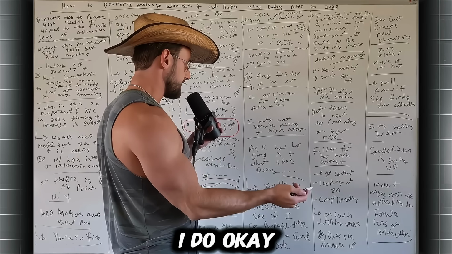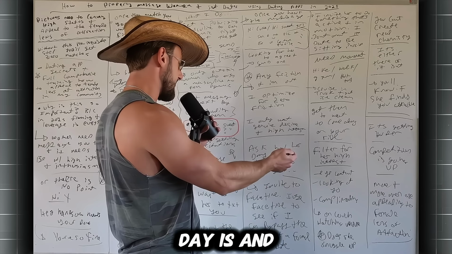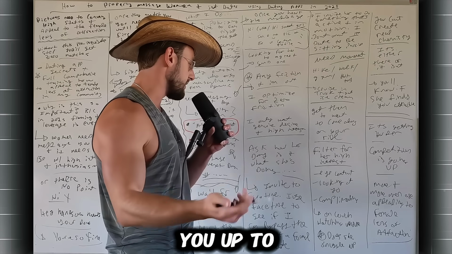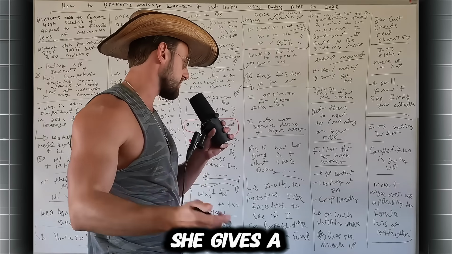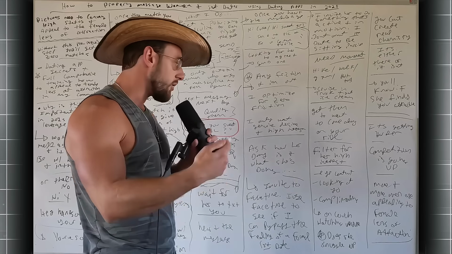So next what I do, okay, once I get the photo, is I'll ask her how her day is and what she's doing. Something along those lines. How's your day, or what are you up to? Okay, something like that. And she will give a reply, and then once she gives a reply, what I'll do probably the next day is I'll invite her to FaceTime. Why do I want to do this?